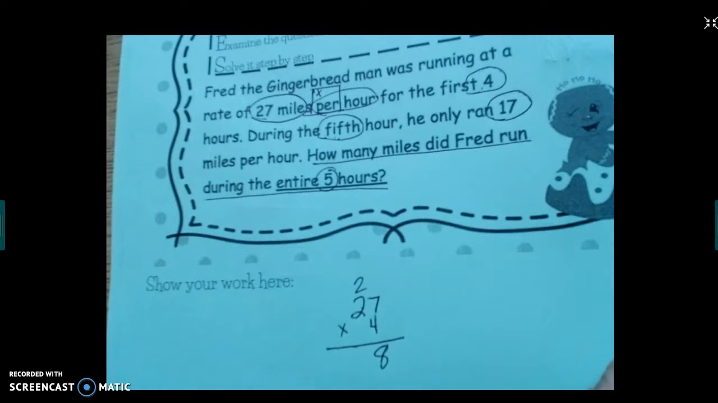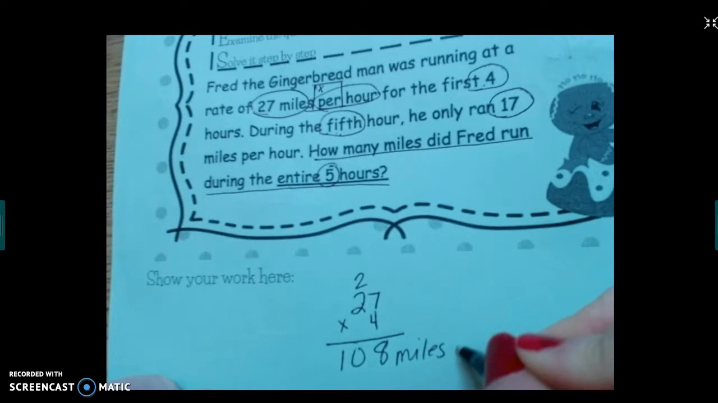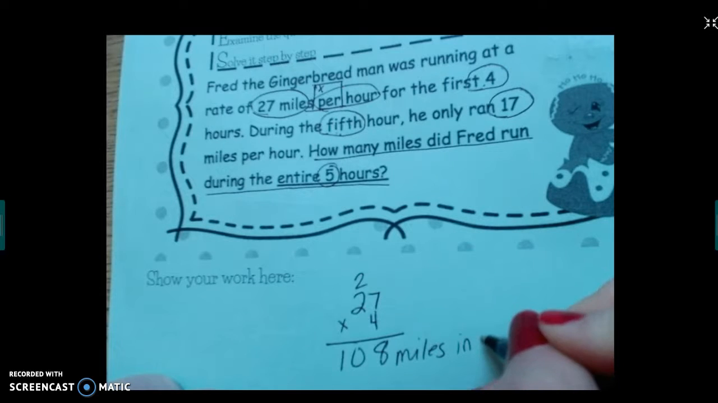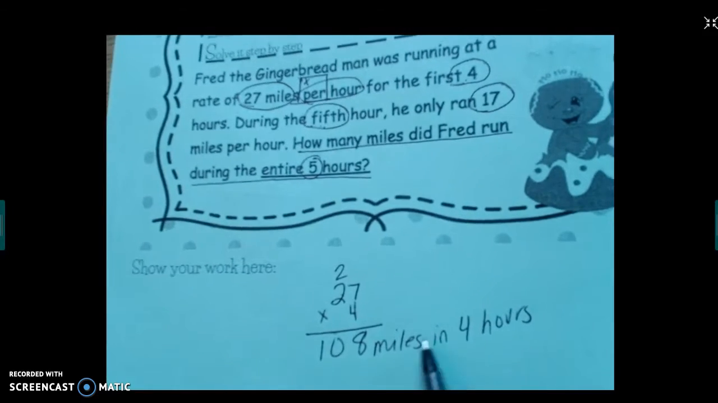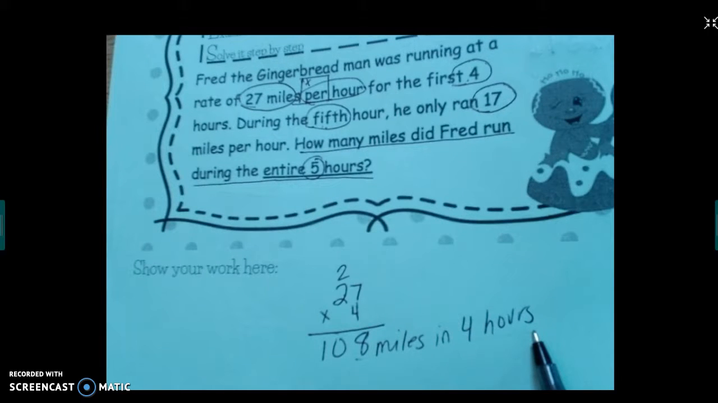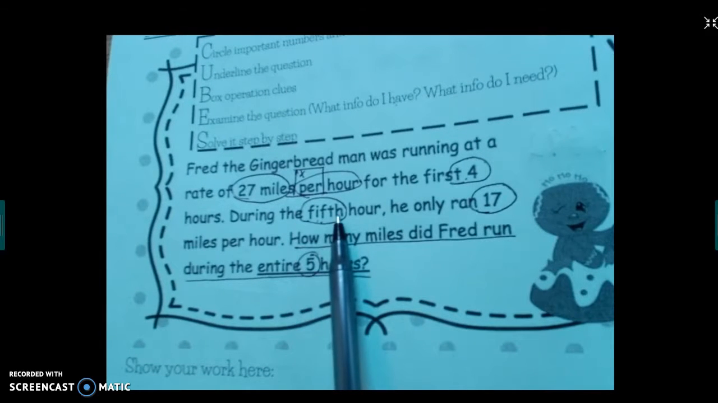4 times 2 is 8, plus 2 is 10. So he ran 108 miles in the first 4 hours. But we don't need to know how many miles he ran in 4 hours. We need to know what he ran in 5 hours. So let's see if we can find that information for the 5th hour.